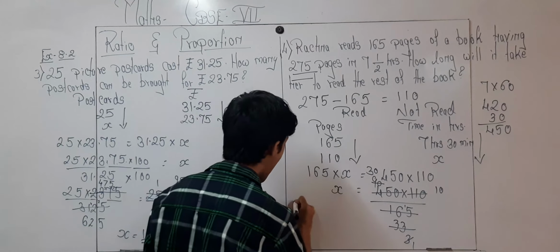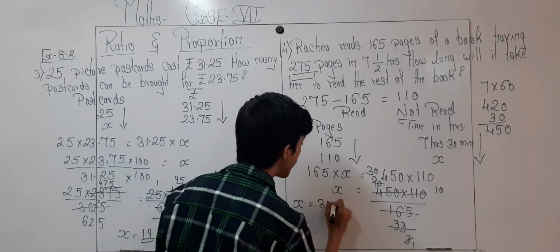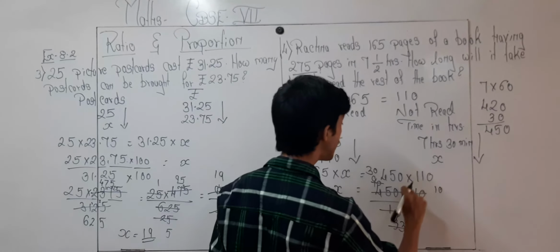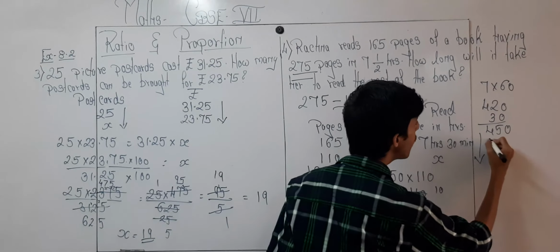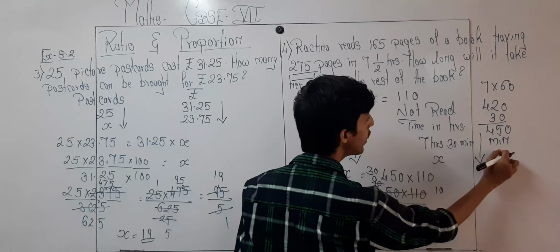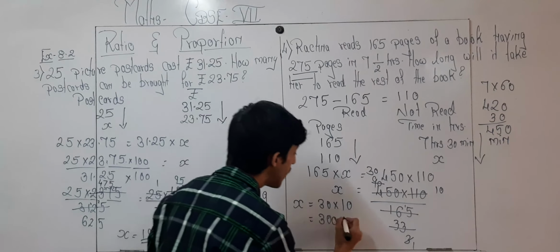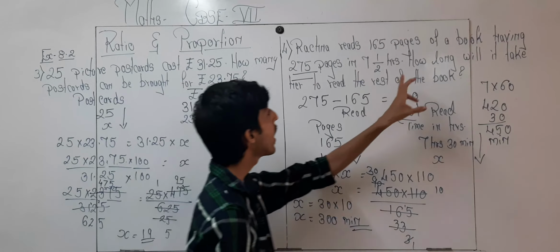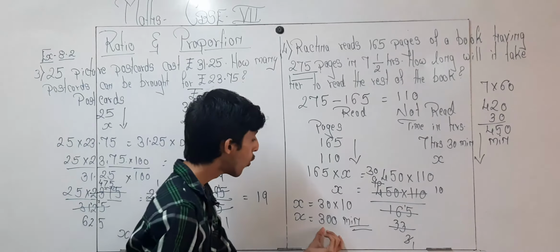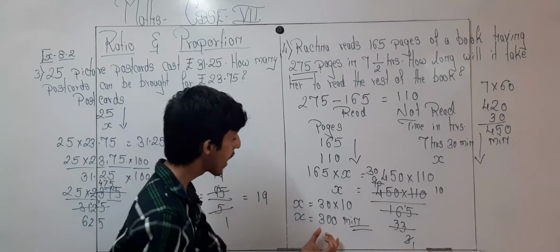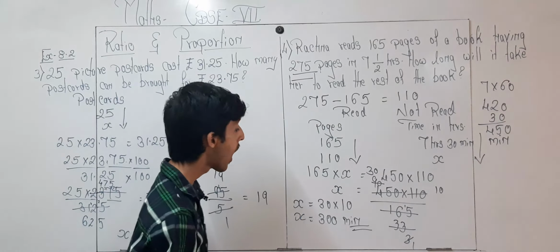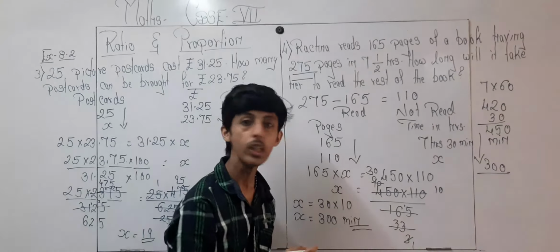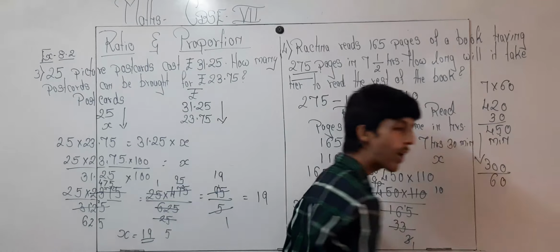So now what is my x? My x will be equal to 30 multiplied by 10. That gives me 300 minutes, because we converted 7 hours 30 minutes into 450 minutes. So these are my 300 minutes. Now x is equal to 300 minutes, but I want the answer in hours. Can I convert 300 minutes into hours? Yes, by dividing by 60, because 1 hour is equal to 60 minutes.